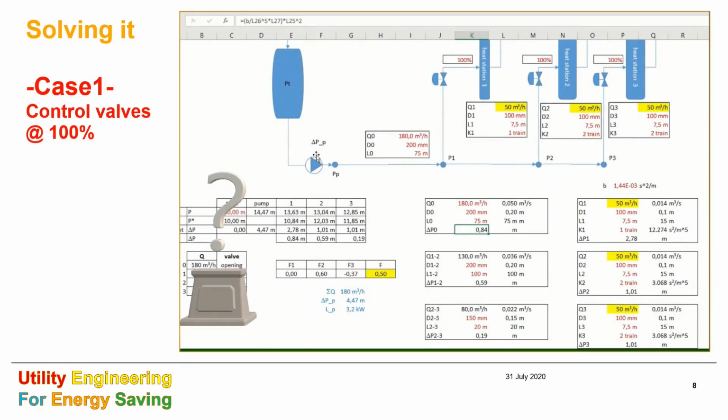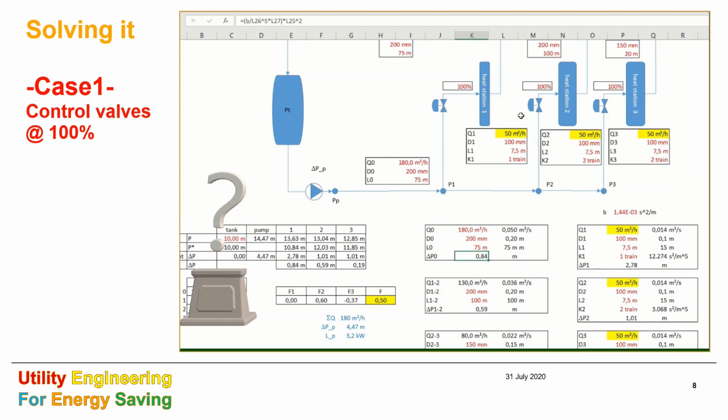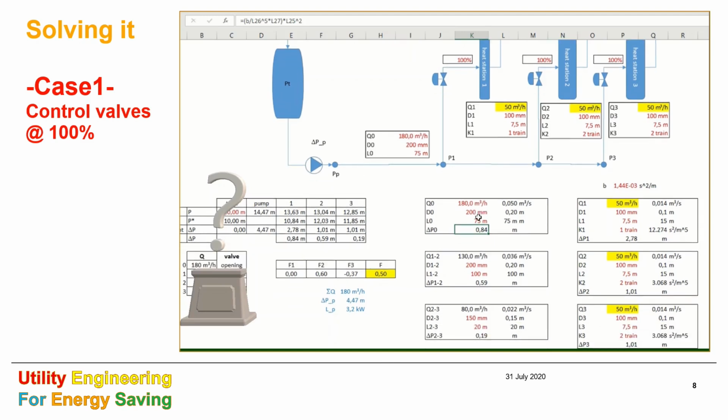In the first experiment, we put all the regulation valves at 100%, so fully opened. And we write the corresponding equations. We need to write definitely one equation for the main line. It is the pipeline from the pump to the point P1, whose flow is Q0, so the total flow. And in this case, we have only the pipe, so there are no machines in between.